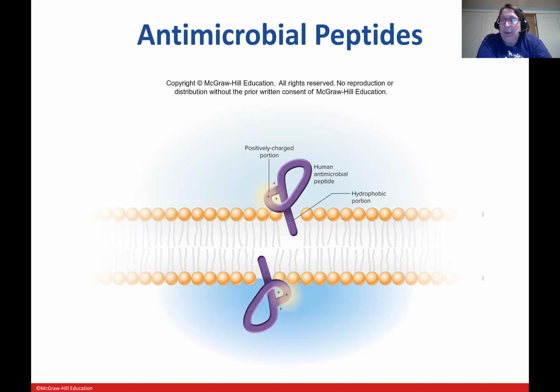Again, you can sort of see how it's pushing those phospholipids out of the way. If you get enough of those, you're going to get everything completely through the membrane, and then it will lose its integrity and all of the contents will leak out, and that's the end of the bacterial cell.